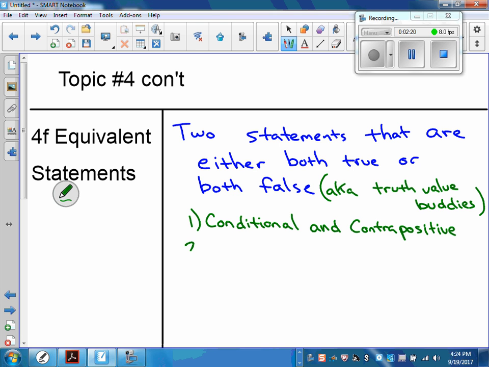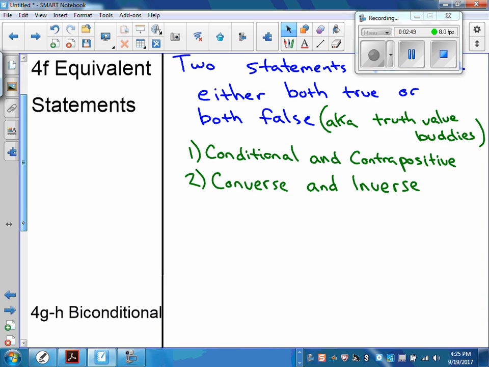The second pair is the other 2. The converse's truth buddy is the inverse. More mathematical sounding, those are equivalent statements. Anytime the inverse is false, the converse has to be false. Anytime the converse is true, the inverse has to be true. So that summarizes equivalent statements.